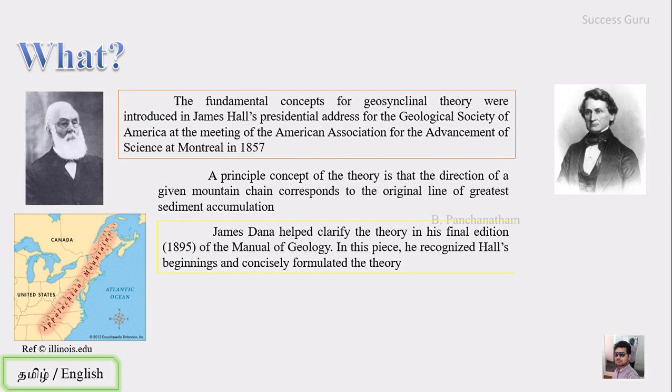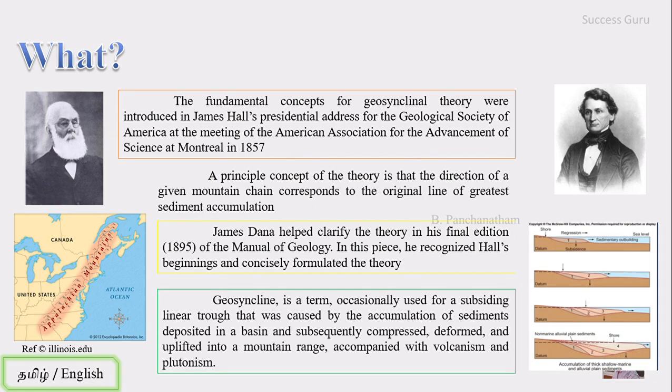concisely formulated the theory. And the theory is that the geosyncline is a term occasionally used for the subsiding linear trough that was caused by the accumulation of sediments deposited in a basin and subsequently compressed, deformed, and uplifted into a mountain range, accompanied with volcanism and plutonism.